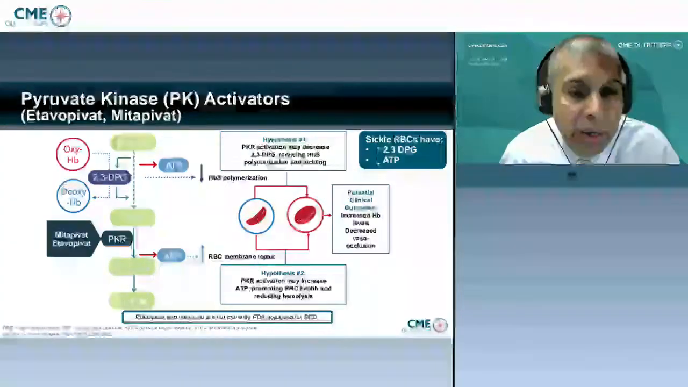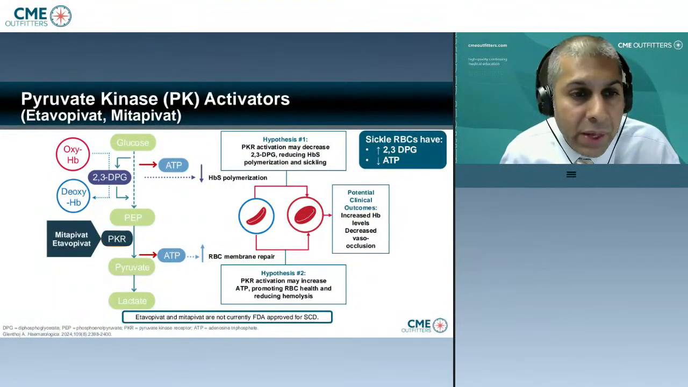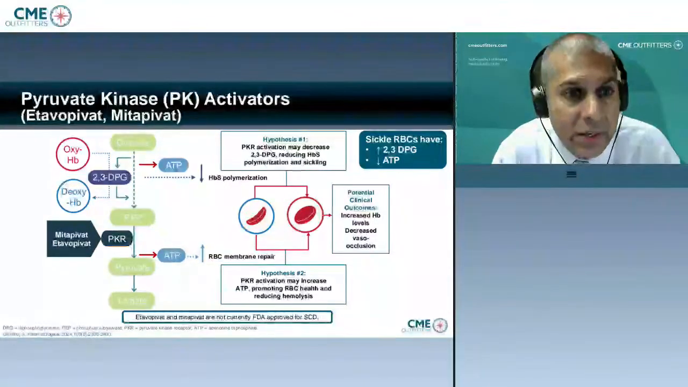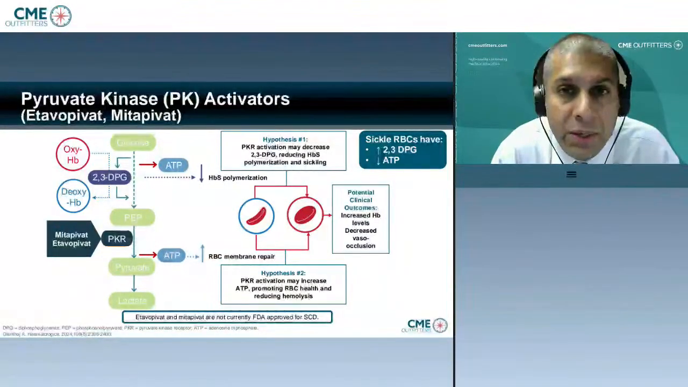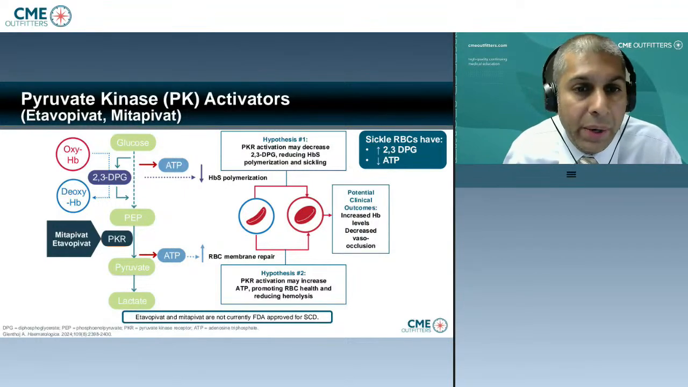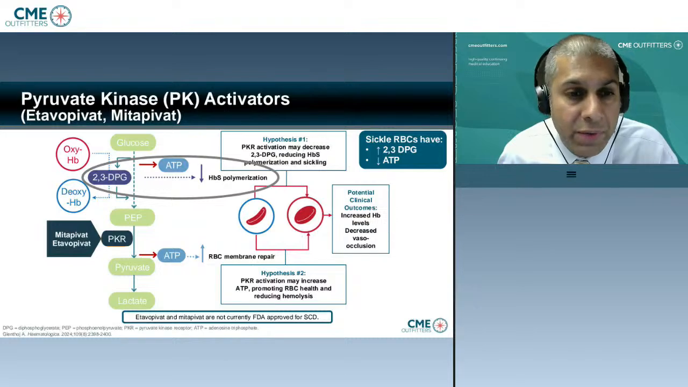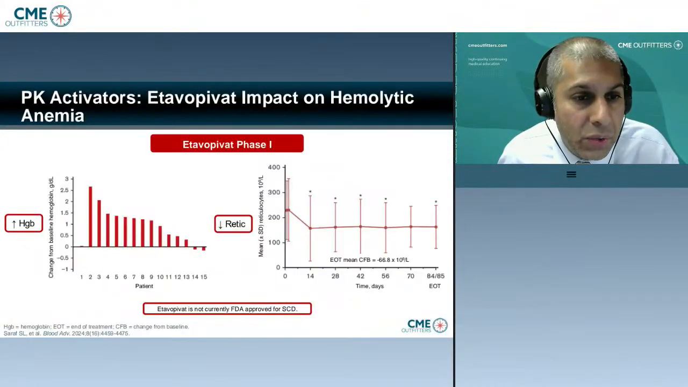And ATP is really important for membrane health and repair. So this can have kind of a double-sided sword effect in sickle cell disease, where you help reduce hemoglobin S polymerization and you improve red blood cell membrane repair. And so this may help both improve the hemolysis as well as reduce the vaso-occlusive episodes. So here are the two different targets.